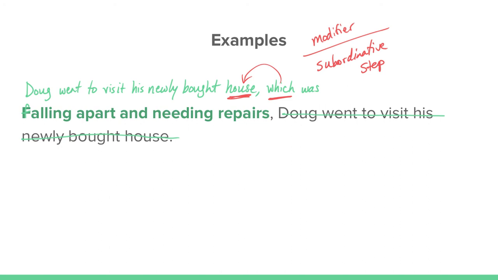So when you're using left branching modifiers, make sure that the modifier is modifying the subject of the sentence. And if you come across one where it's not modifying the subject of the sentence, you're going to have to fix it somehow.